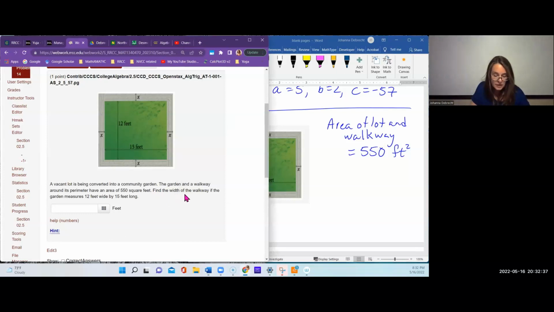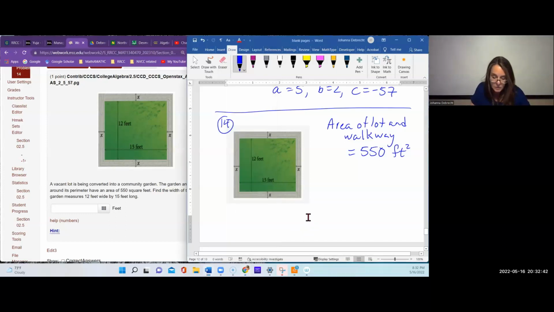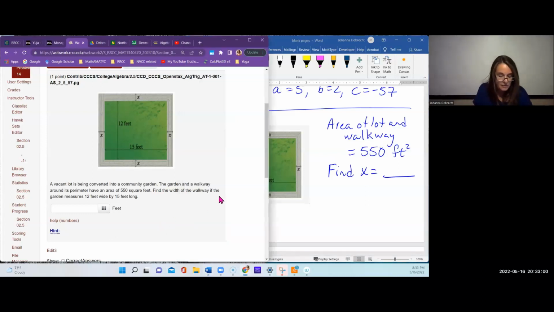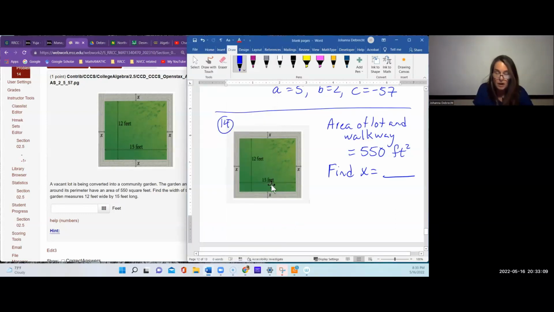Find the width of the walkway. Well, what's labeled on the picture is that the width of the walkway is X. I like to put "find X equals" something with a blank so that I know when I have the blank filled in, I'm done. Then it says, if the garden measures 12 feet wide by 15 feet long. That's already labeled on this part.